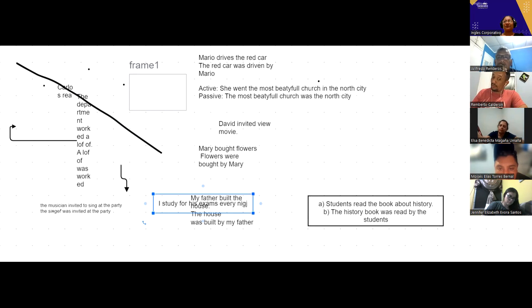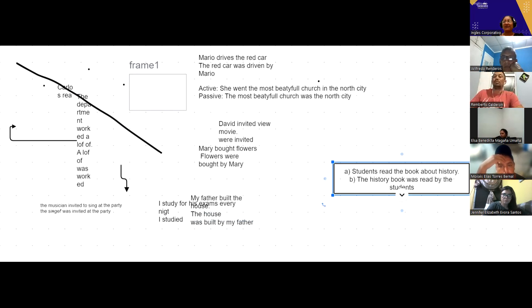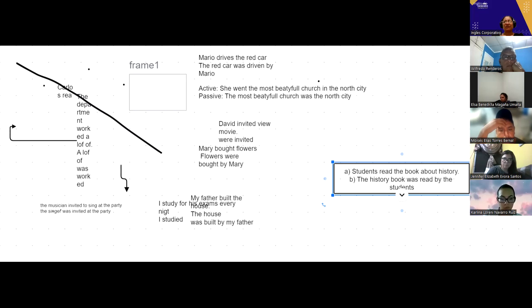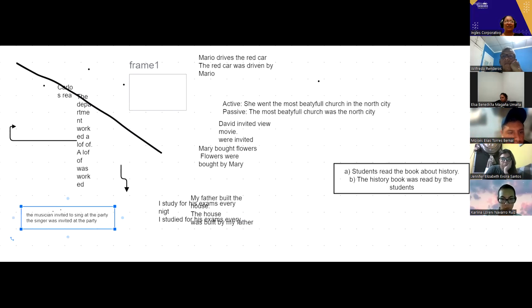I have another one. Students read the book about history. The history book was read by students. Yes, it makes sense.